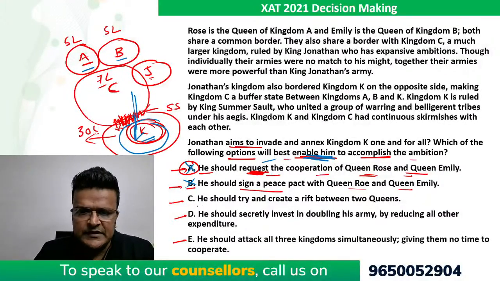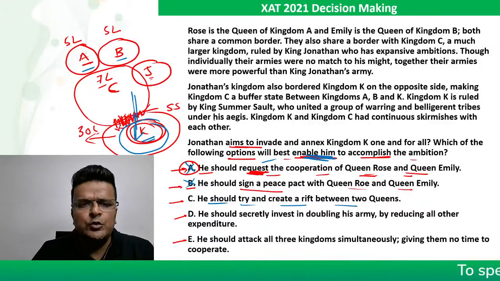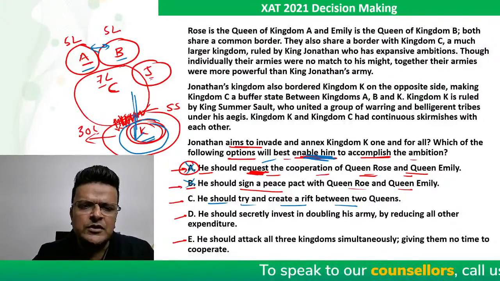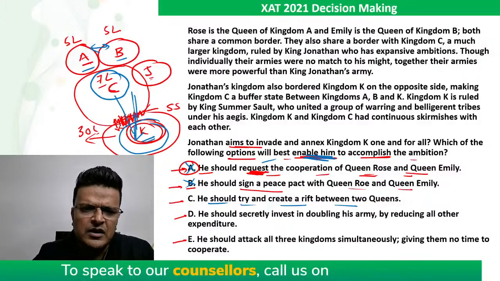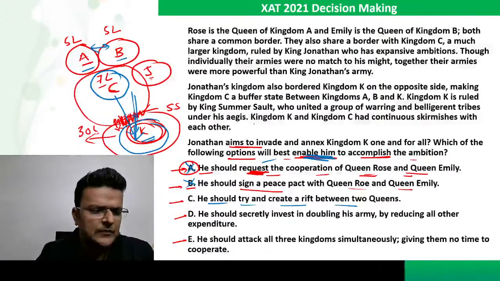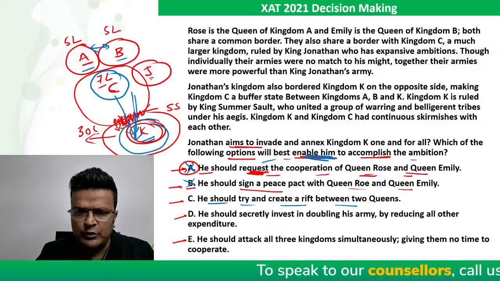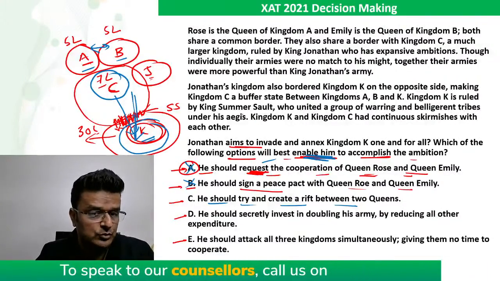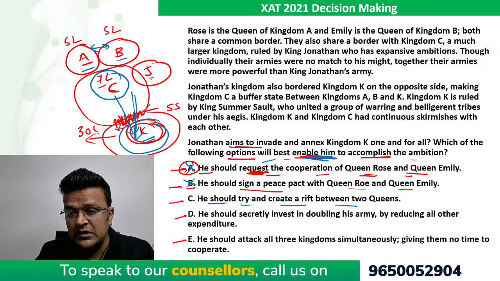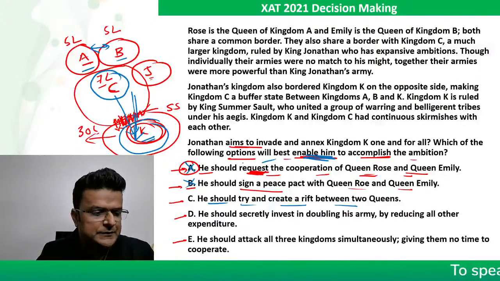Now, C says, I think Ajay chose C. He should try and create a rift between two queens. If these two queens become enemies of each other, how does it help C acquire K? Ajay, please explain. Any idea? So Ayu, Ashutosh, I hope you have understood why your answers went wrong. Option A is definitely not a good choice. It will not enable Jonathan to acquire K for sure. Requesting, right? Correct. Okay.